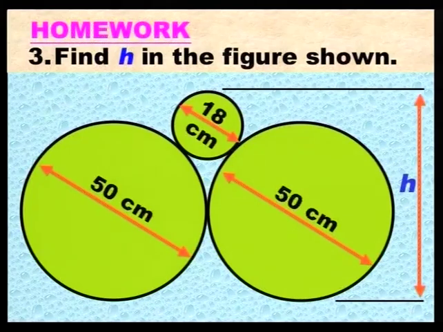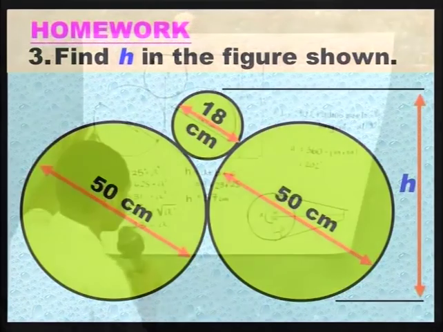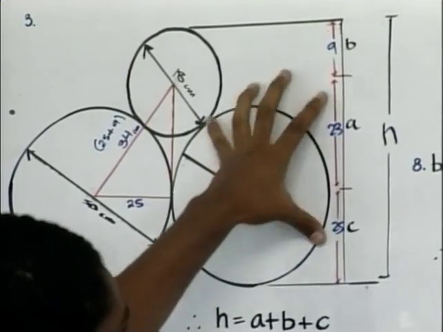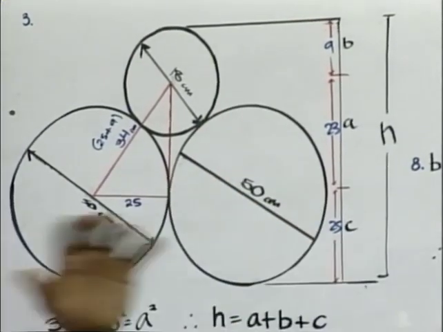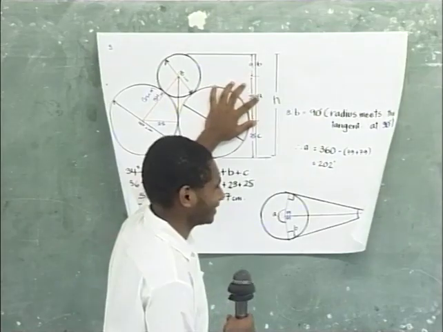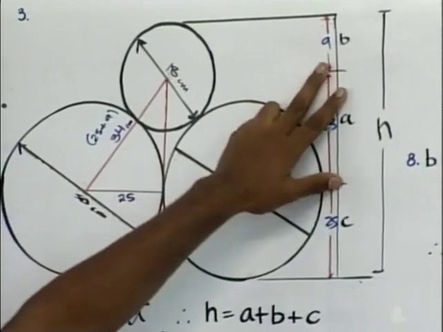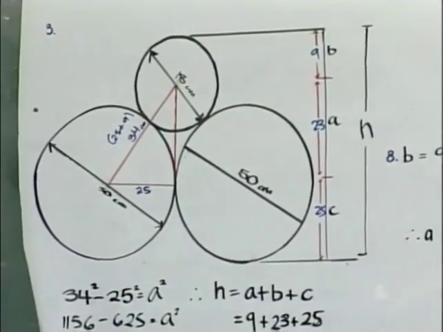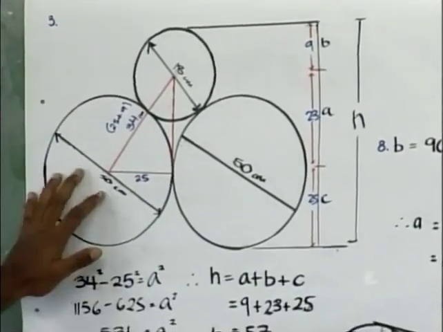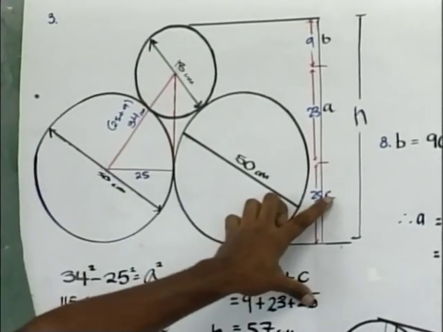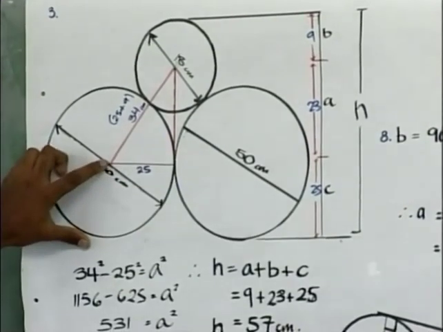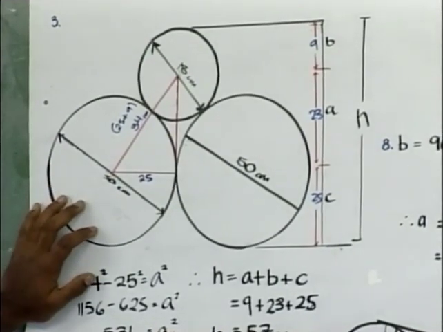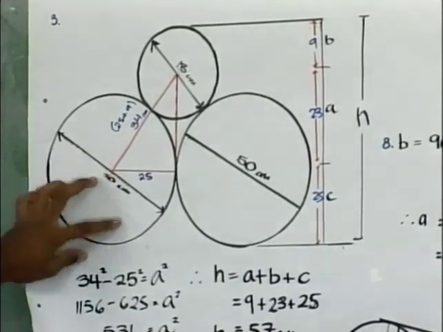Question 3 reads, find h in the figure shown. We put h into different sections, A, B, and C. So A is from the radius of the smaller circle upwards, so that's 9 centimeters, and the length for C is from the radius of one of the larger circles, from the center, so which is 25 centimeters.